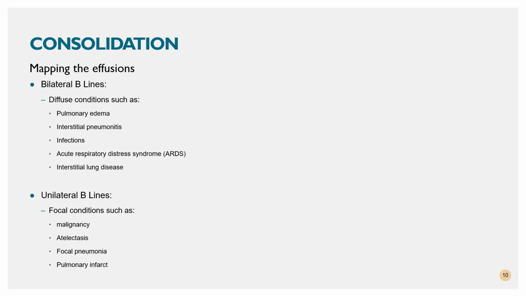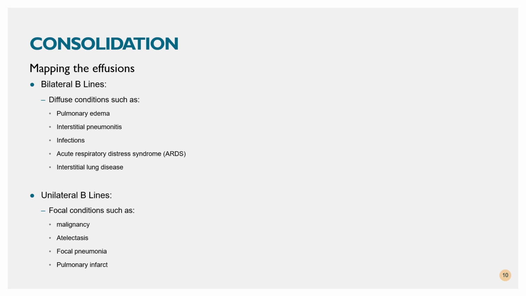Okay, now consolidations. We can use point-of-care ultrasound to map the effusions, so we can identify if the pneumonia is perhaps bilateral or unilateral. We can also utilize it to differentiate diffuse conditions from focal conditions. So if we have bilateral B lines, you're going to be thinking something that's affecting the entire chest. That could be bilateral pneumonia, or it could be pulmonary edema, possibly caused by congestive heart failure. It could also be interstitial pneumonitis, because that would also affect both lungs.